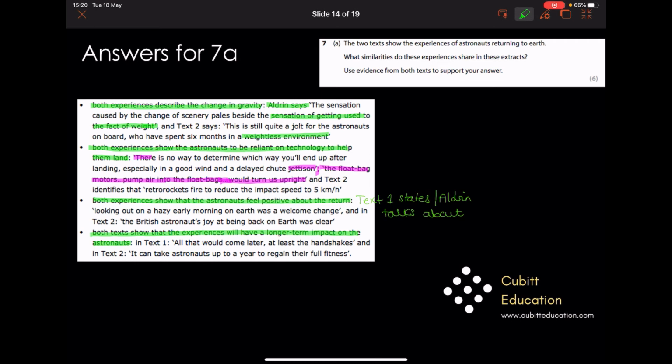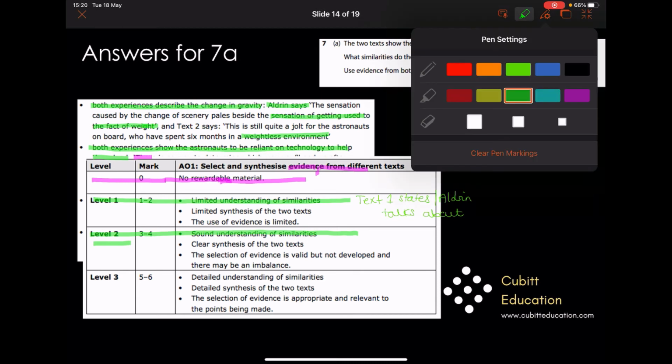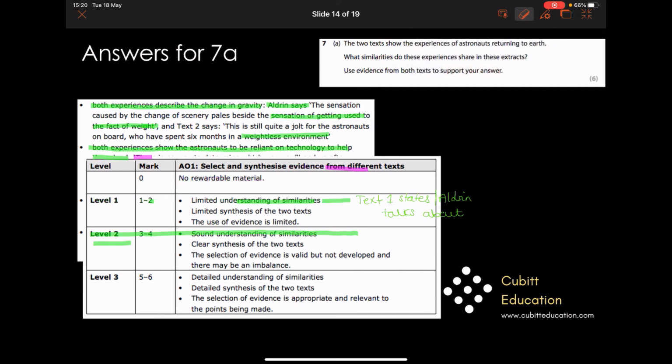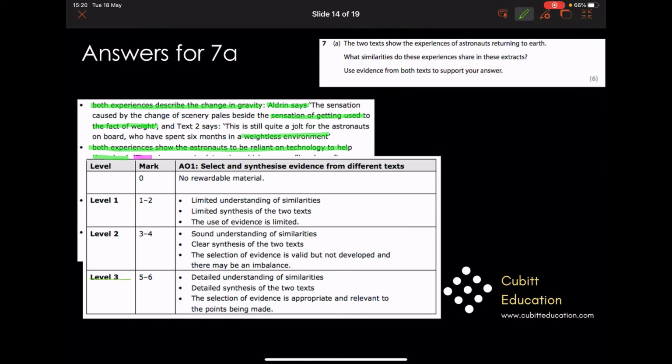Now, when you are doing 7A, these are the marks that you will need to get. Now, you can't actually get higher than a 3 on this question, which I know seems unfair, but you want to try and do as well as you can. You want to try and get all 6 marks. And if you look at level 3, which is what you need, sorry, my bad. Look at level 3, which is what you need: detailed understanding of similarities, detailed synthesis of the 2 texts.